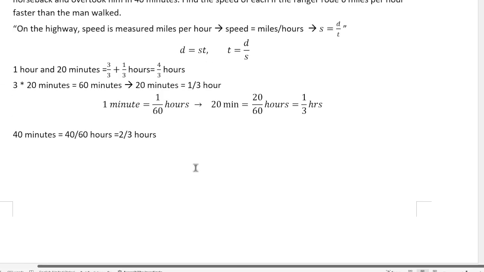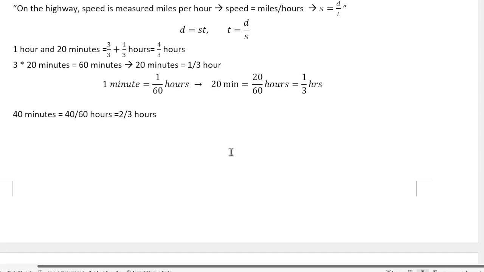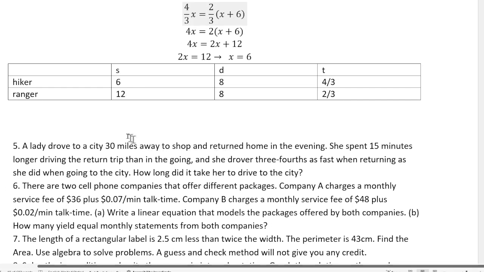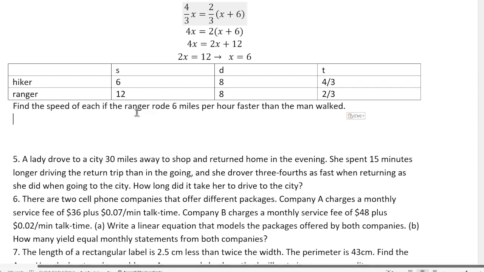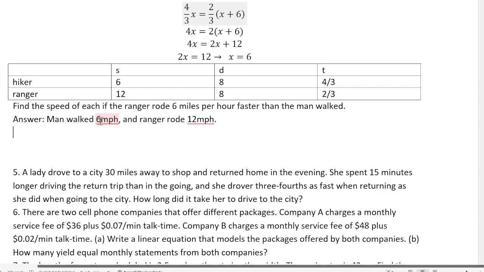What was the question again? Let's see. The question is find the speed of each. So we need to find the ranger and the man. So the answer is the man walked 6 miles per hour and the ranger rode 6 plus 6, which is 12 miles per hour. Okay, so that's the answer.